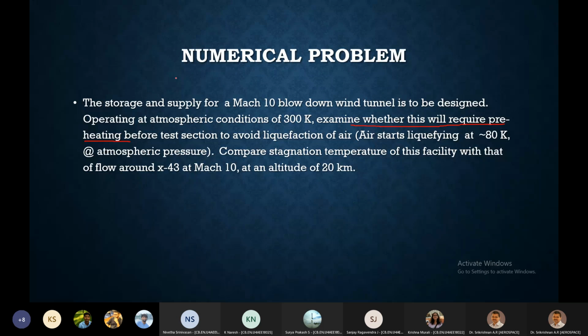Liquefaction of air: it is also mentioned that air starts liquefying at about 80 Kelvin under atmospheric conditions. So if air comes below 80 Kelvin, condensation may set in, which means that when you are actually doing an experiment, you don't want air to condense. You want it to be in the gaseous phase itself. So if you are doing an experiment, you should make sure that at no point in the test section does the air temperature come below 80 Kelvin, which means that you may have to heat it. That is what is being checked here, whether you need heating.